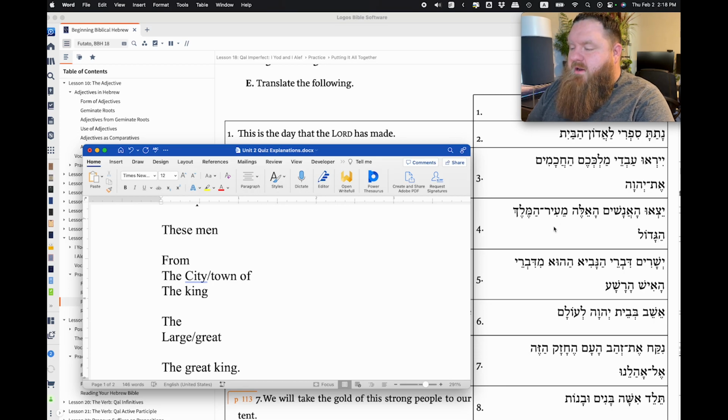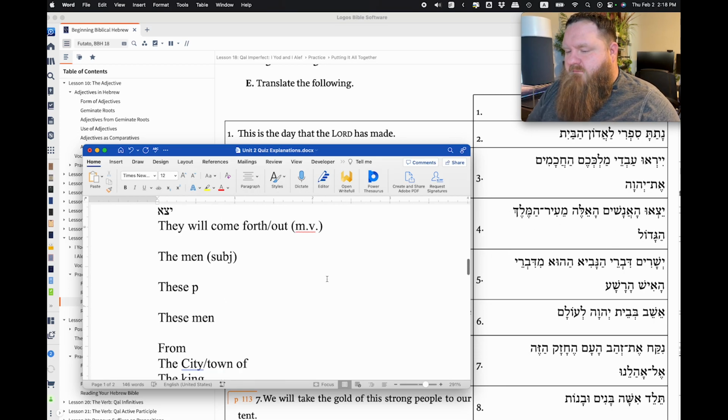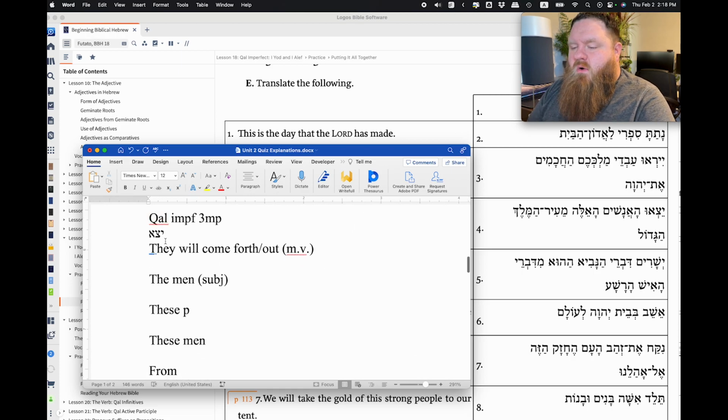Let's go one layer deeper in analyzing this. We've analyzed the grammar here. Let's analyze the function of all of these words. So we've already talked about how yatsa is probably the main verb, and then we have ha'anashim, that is probably the subject of the main verb. We know that nouns can perform a few different functions. One of those is subject, and that seems to match here. Ha'ela is an adjective functioning attributively. We already talked about that.